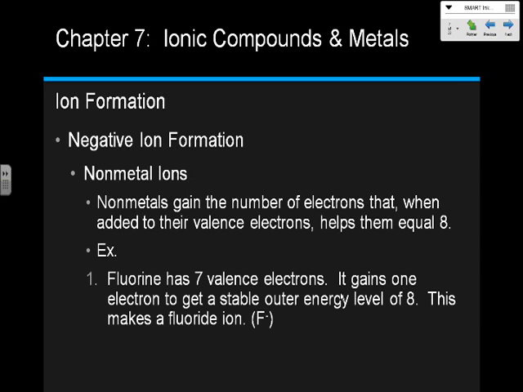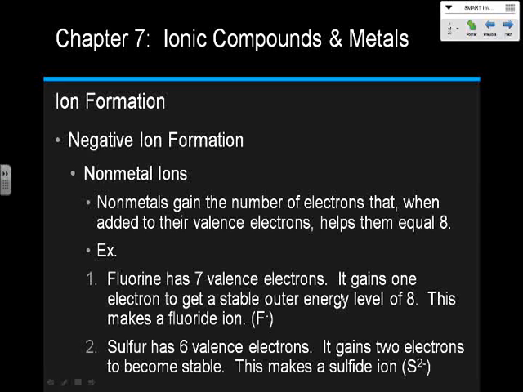So as an example, fluorine has 7 valence electrons. It gains 1 electron to get a stable outer energy level of 8. And this makes the fluoride ion, which is F-. Sulfur has 6 valence electrons. That means it needs to gain 2 electrons to become stable. Once it does that, it makes a sulfide ion, which gives us S2-.